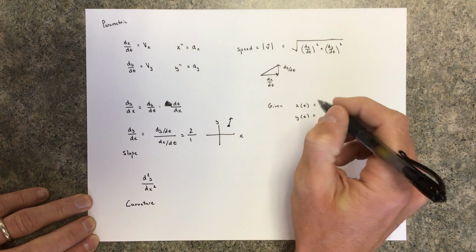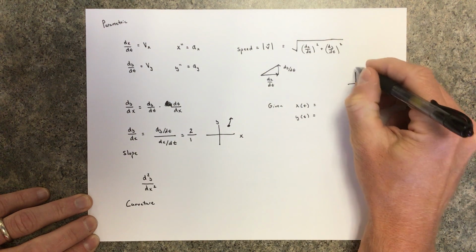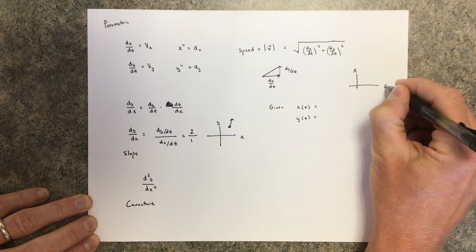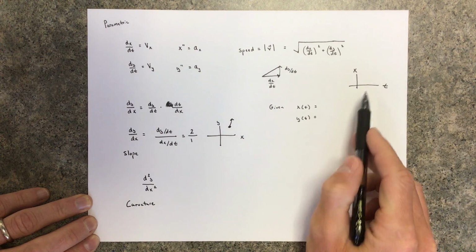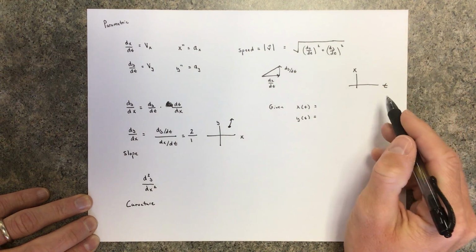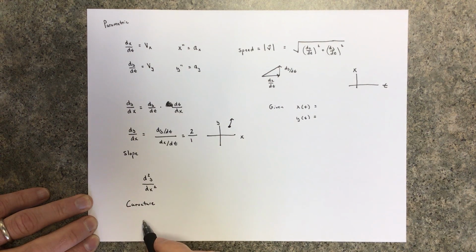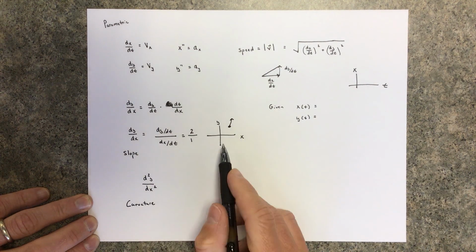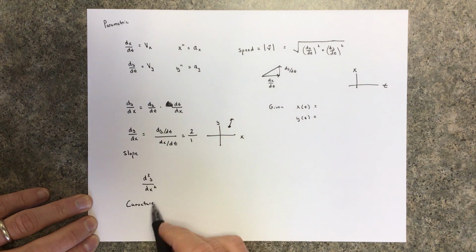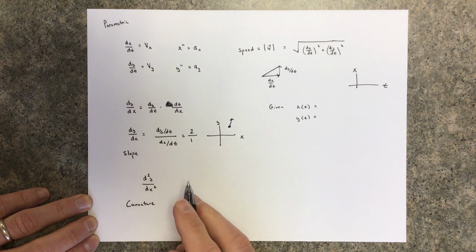So if you were looking at an x versus t graph, the second derivative is horizontal acceleration. The curvature is acceleration. But we're not looking at an x versus t or y versus t. We're looking at an x versus y graph. An x versus y graph, it's still concavity. This is concavity. And how do you find it?